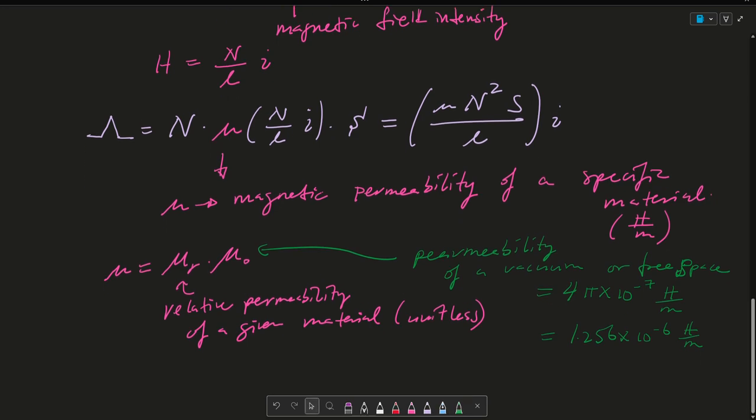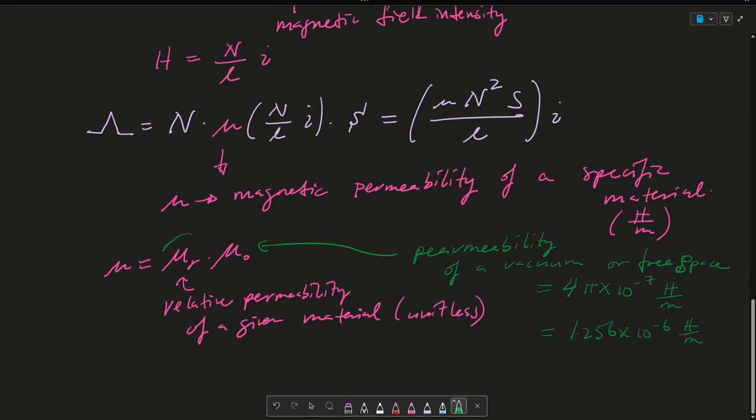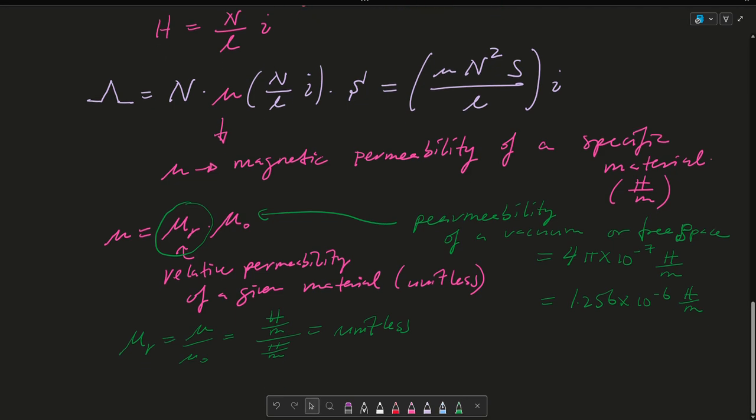All right. So again, the reason why this relative permeability is unitless is because mu r is equal to mu over mu naught. And this is henries over meters over henries over meters, which is just unitless. All right.